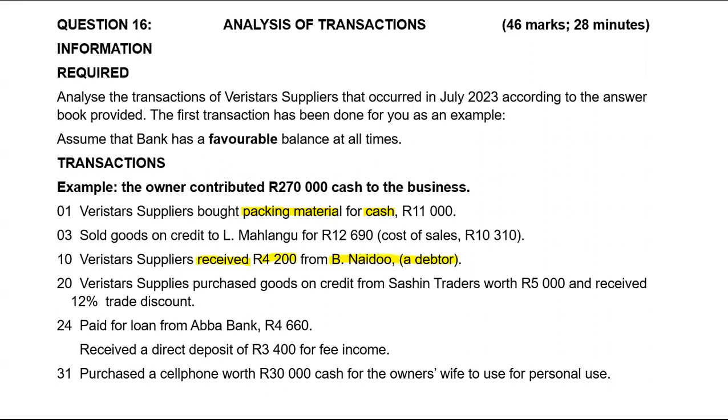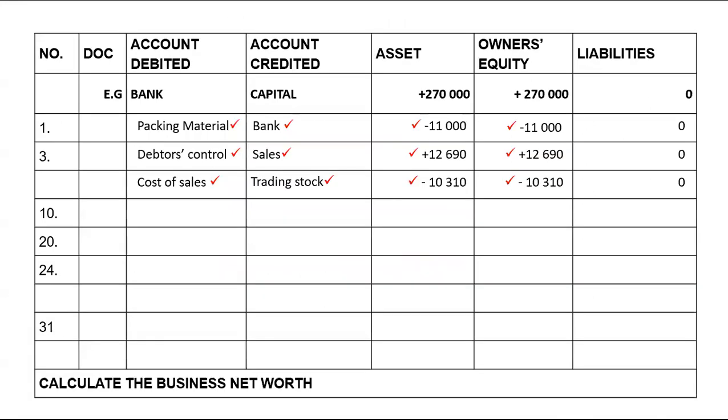Since we are receiving money, we will debit bank and credit debtors control. Both of them are assets. If you go back to that list, you will notice that both of them are assets. That is why under assets, the plus is for bank, the minus is for debtors control. Owner's equity is not affected. Liabilities are also not affected.